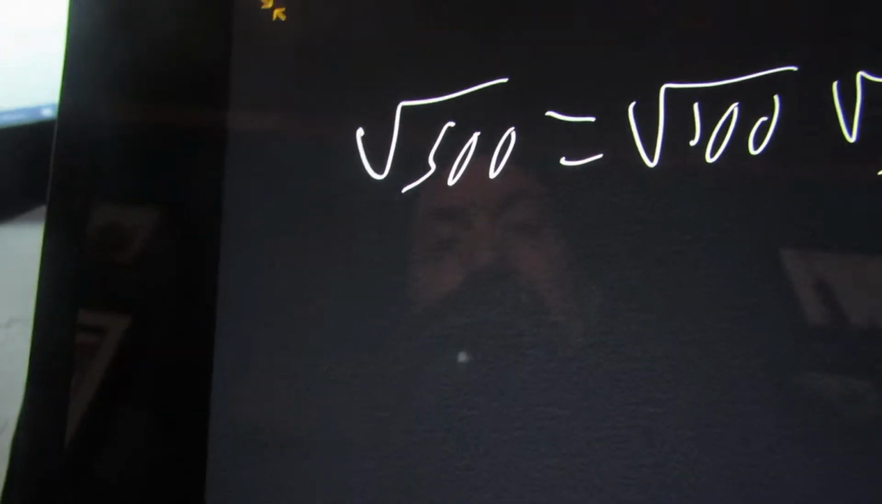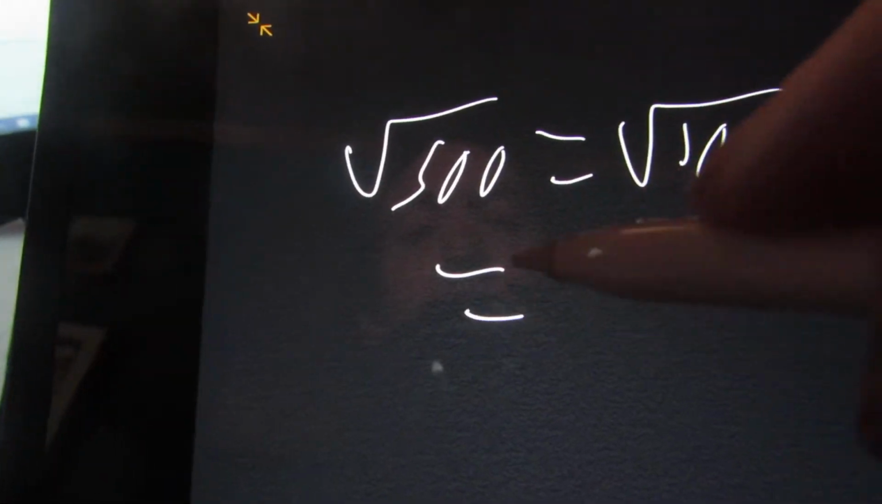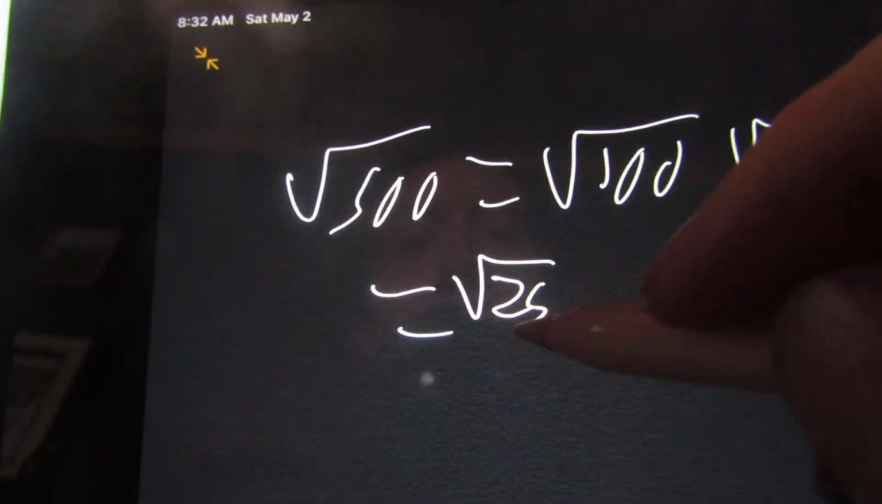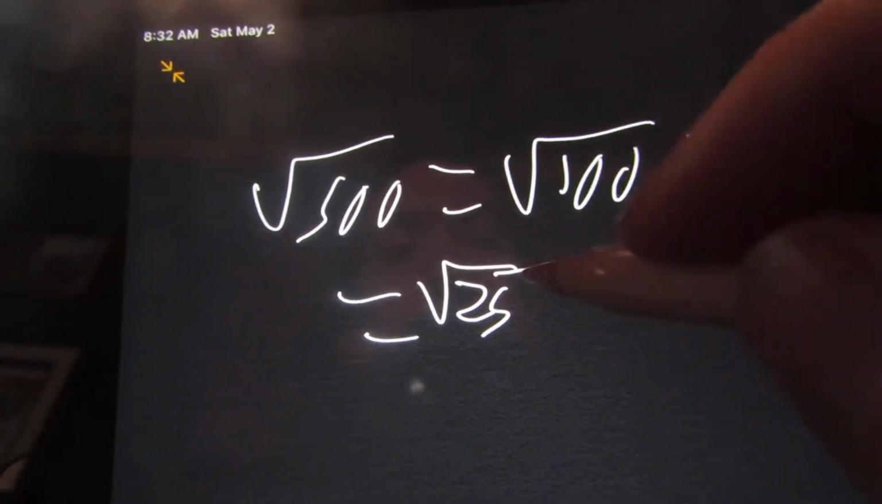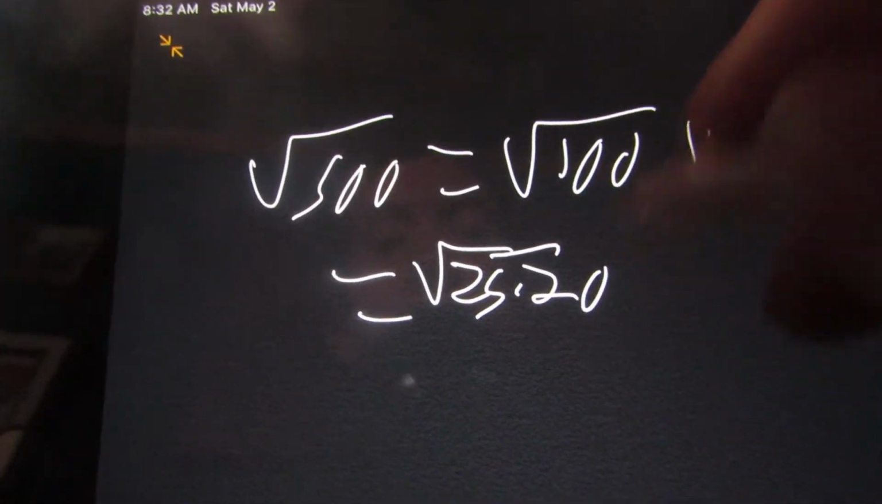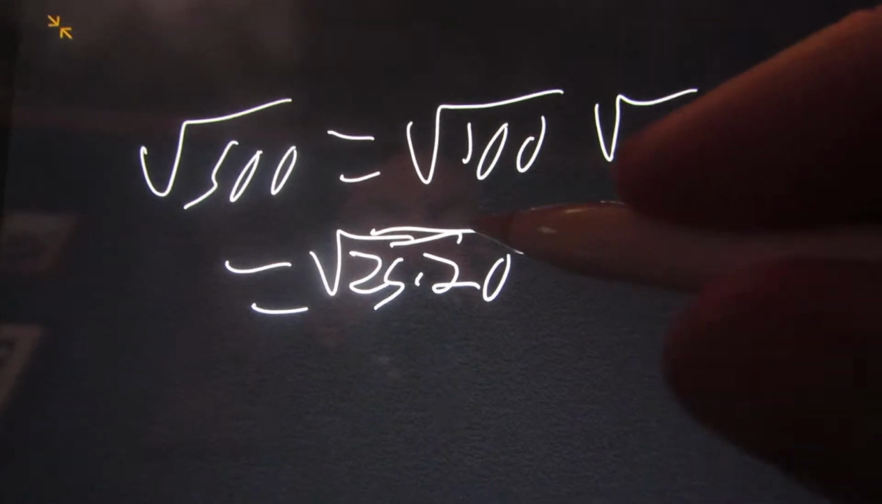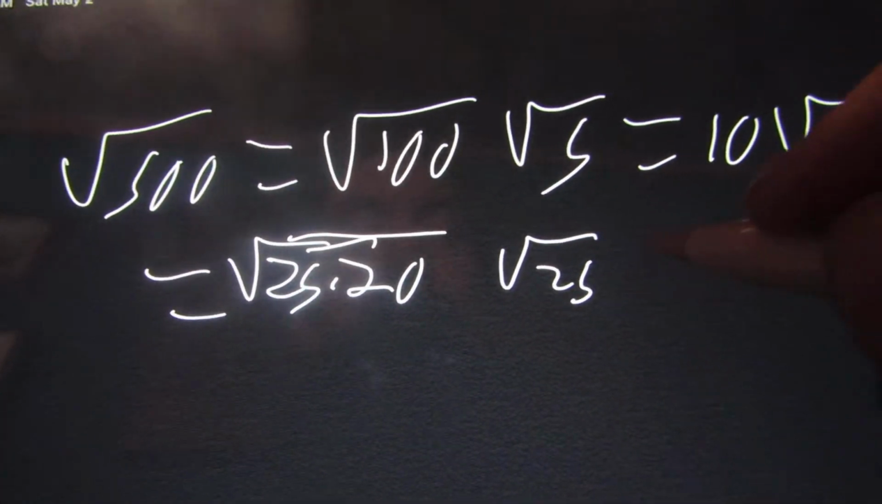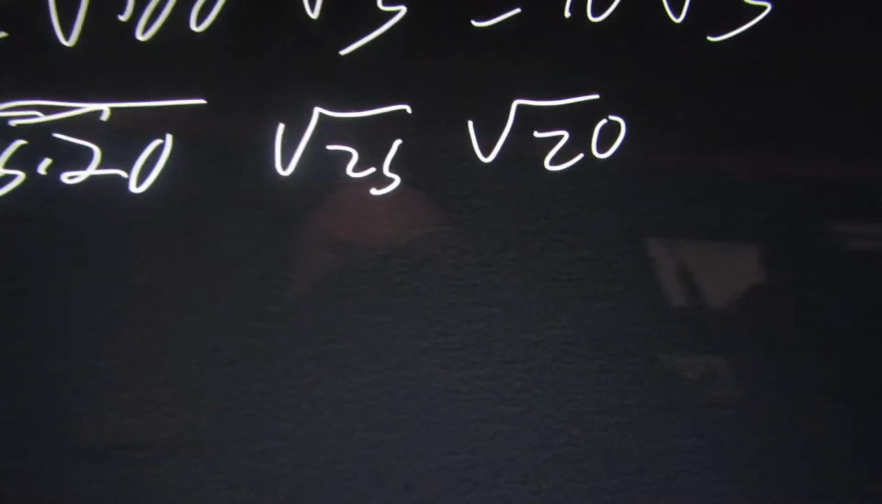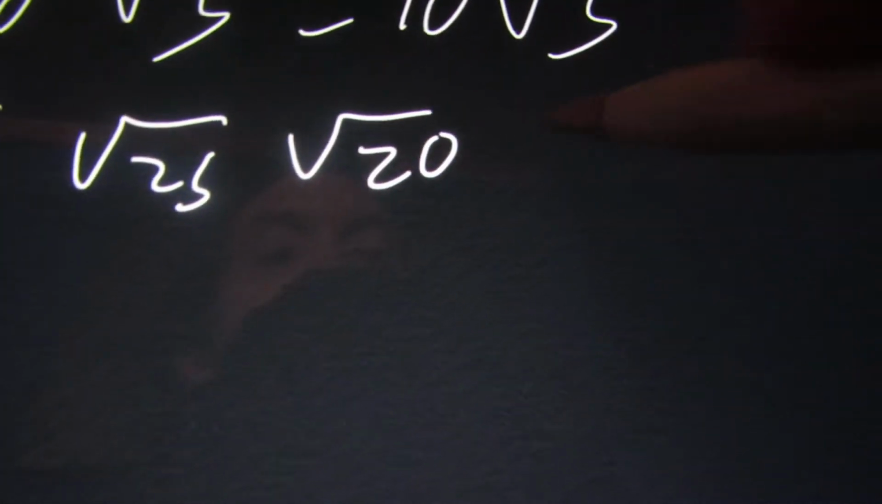But let's say that we didn't use the 100. Let's say that we realize that 25 will go in. So this can also equal the square root of 25 times 20. We can take the square root of 25 times the square root of 20. The square root of 25 is 5.